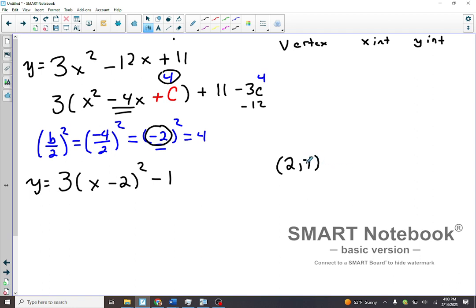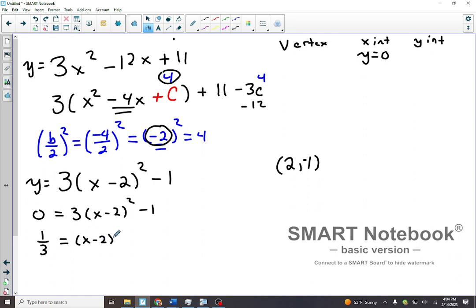Negative 1. So the vertex is 2, comma -1. The x-intercept, remember, you plug in y equals 0. So 0 equals 3 times (x minus 2) squared minus 1, divided by 3. Oh, wait, I'm sorry. Plus 1 divided by 3. So that's 1/3.